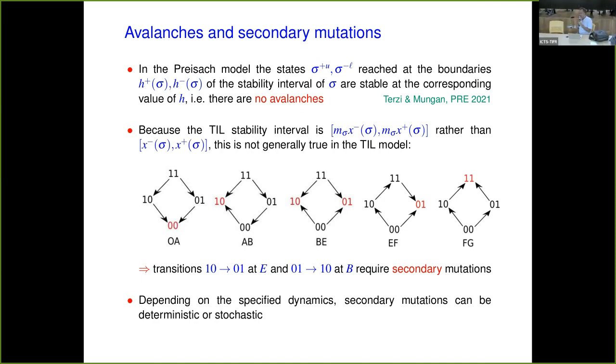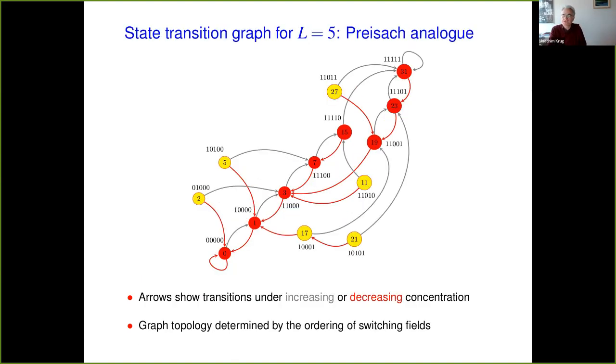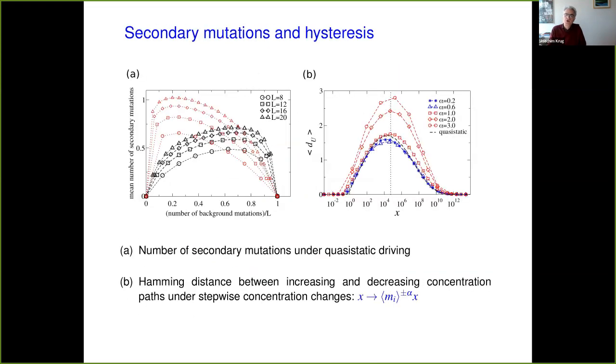If you have those possibilities of multiple transitions, when the transition involves multiple mutations, doesn't that at least allow the possibility of avalanches? Yeah, sure. These are avalanches, definitely, and this plot here is showing in some sense how big these avalanches are. This is plotting the mean number of secondary mutations. They are typically not extremely large. They are not like SOC avalanches with a power law distribution, but they do occur, yes. Thanks.